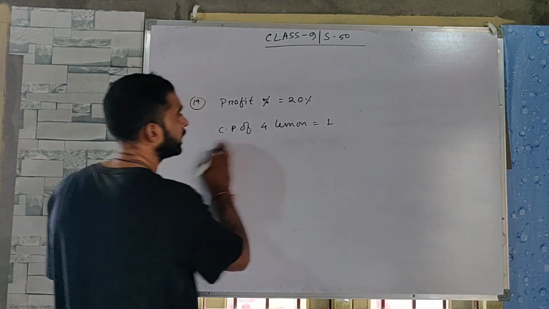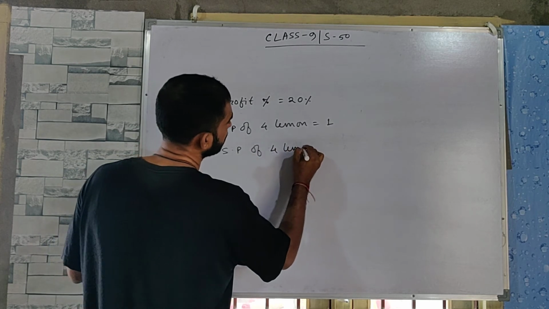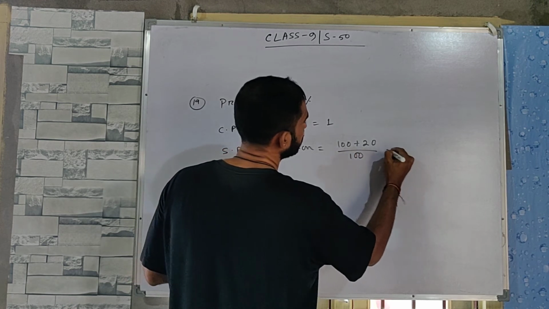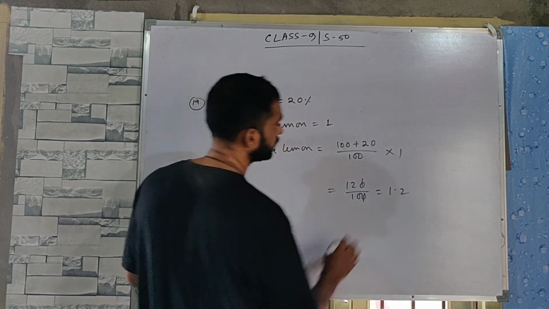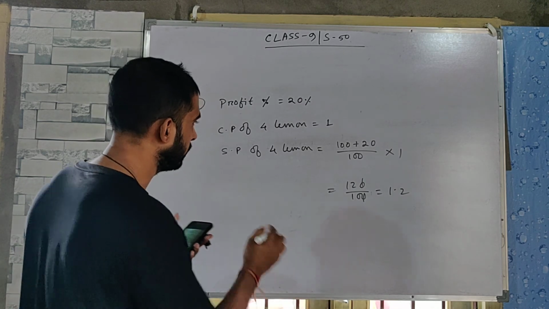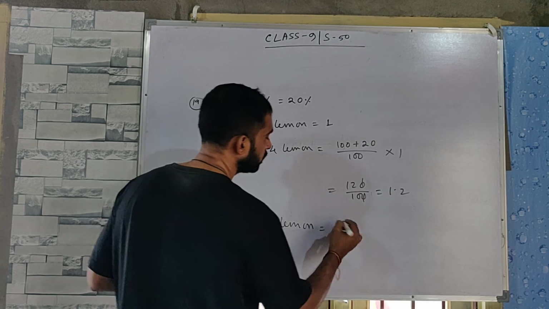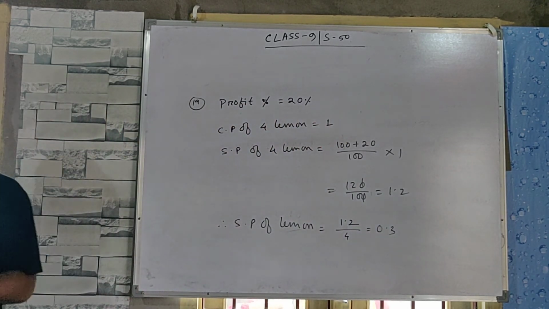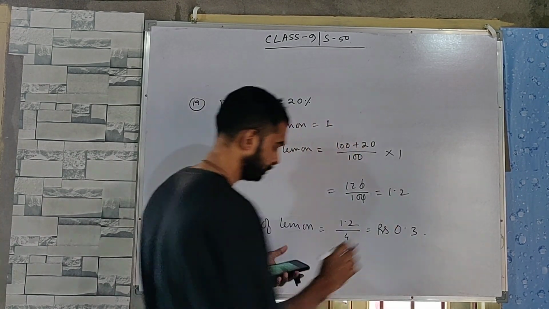So simply, first find out the SP of 4 lemons. SP of 4 lemons equals 100 plus gain percent by 100 into CP, 120 by 100 into 1, equals 1.2. This is the SP of 4 lemons. Now we have to find out the SP of 1 lemon. Therefore SP of 1 lemon equals 1.2 divided by 4 equals 0.3. So this is the SP of 1 lemon, rupees 0.3. Got it?